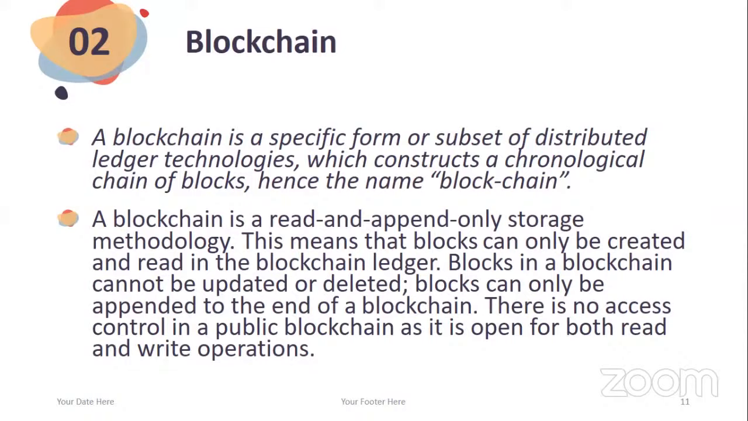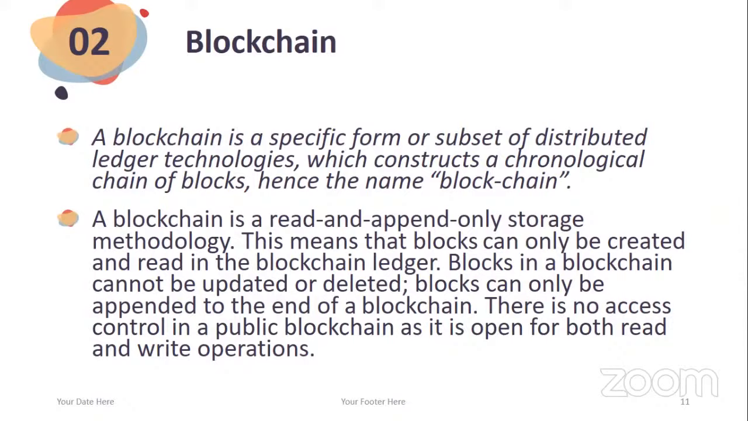Then a blockchain is a read and append only storage methodology. What that means is that we do not have the capacity to change previous transactions because we have already hashed them and we've already confirmed them. And we have more blocks built on top of those already existing blocks. So it's actually impossible to change the block structure because that would affect the hash, which would basically render the whole block invalid rather.